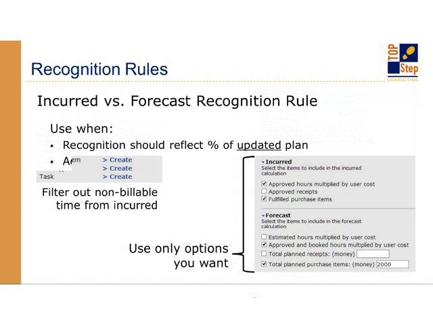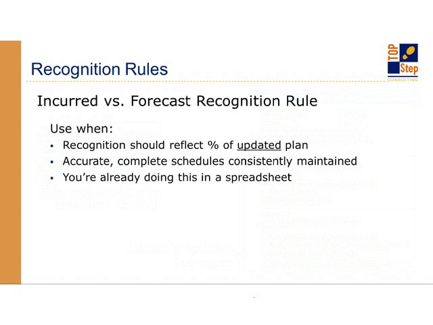To me, the real case for using this is when recognition should reflect the percent of the updated plan. The updated is underlined for a reason, because the updated plan is probably different than when you first created the project and added all your planned hours, right? Once you start working on a project, everything changes. So the question is, what is your updated plan? Where is that actually reflected? Is it reflected in your planned hours? Are you maintaining those? Are you updating those? Or estimated hours? Or are you updating them in your bookings?